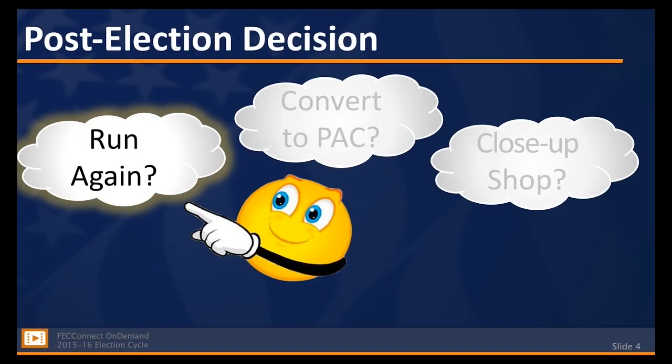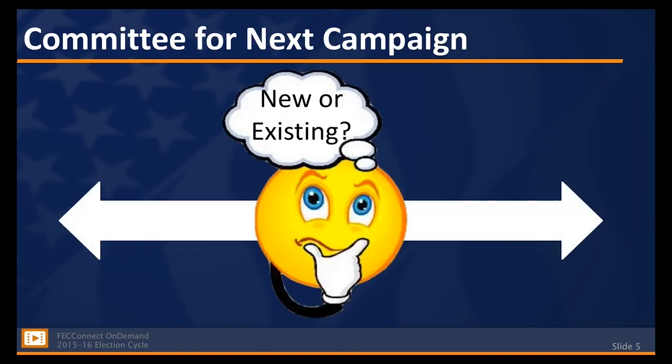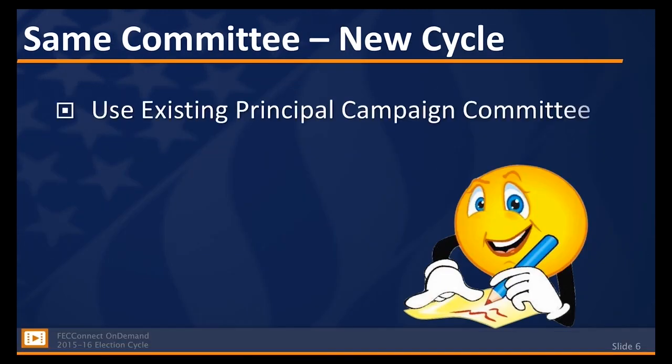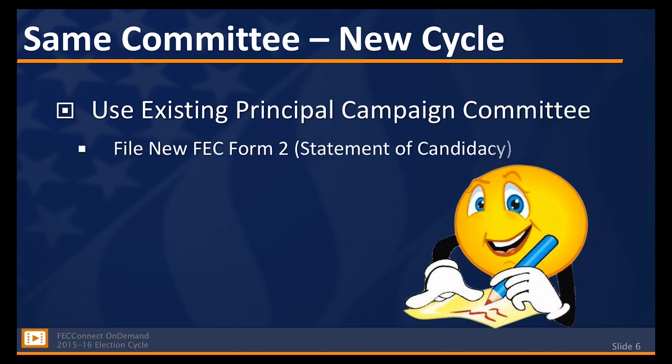If the candidate chooses to run again, you will have to decide whether to create a new committee for the next election cycle or simply to use your existing campaign committee. If you decide to use your existing campaign committee for the next run, simply file a new FEC Form 2, Statement of Candidacy, to redesignate your committee as the principal campaign committee for the next election cycle. Form 2 is due within 10 days after you raise or spend more than $5,000 for the next election.